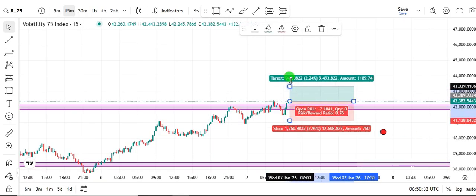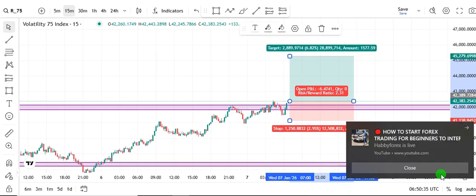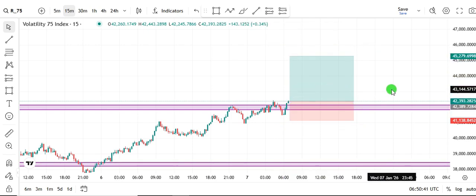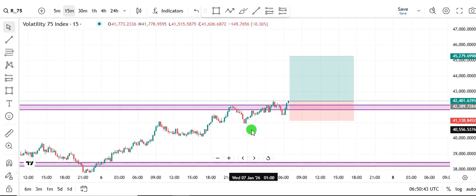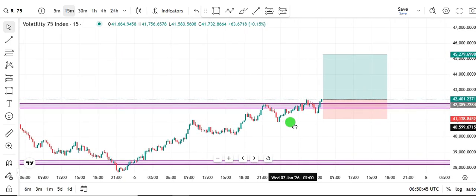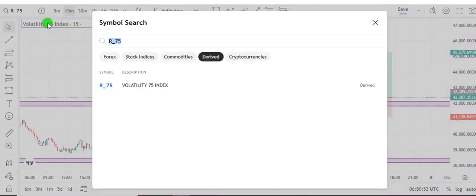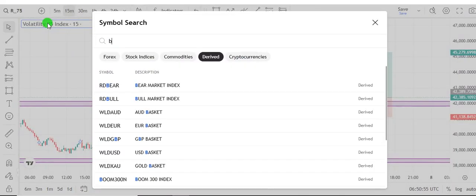I'll be targeting my 1:2 risk to reward ratio. So I think here is what I'll be targeting on this. So this is what I'll be targeting for today's trade. So currently I'm bullish on Volatility index. You can as well check out your own analysis to see if it falls in place with my own analysis. That's it. Let's go to Boom index.